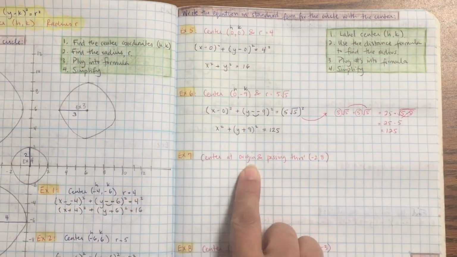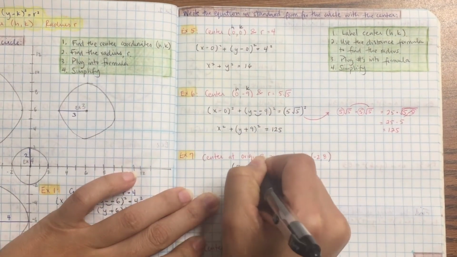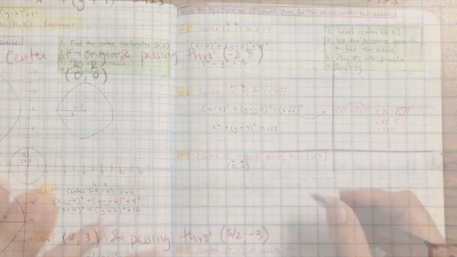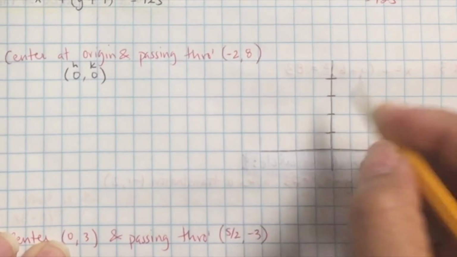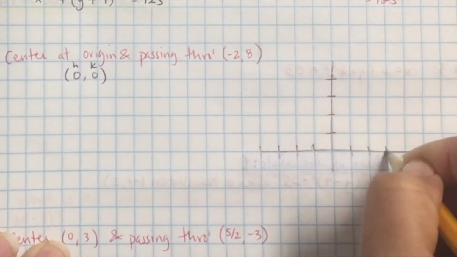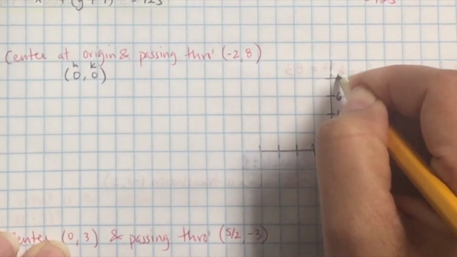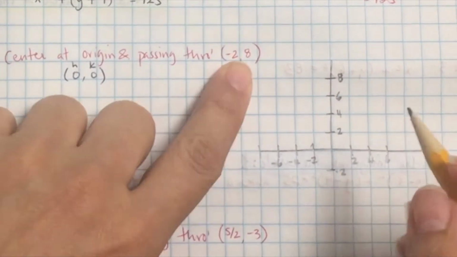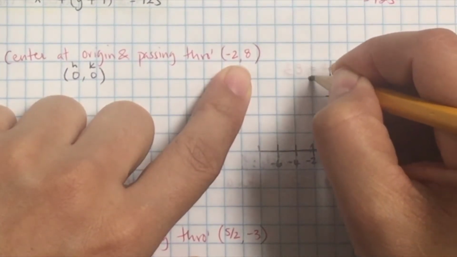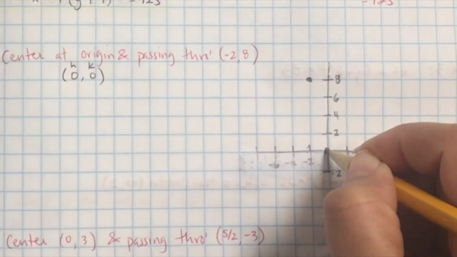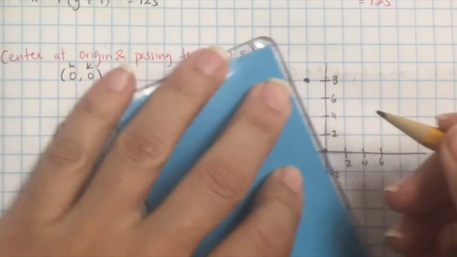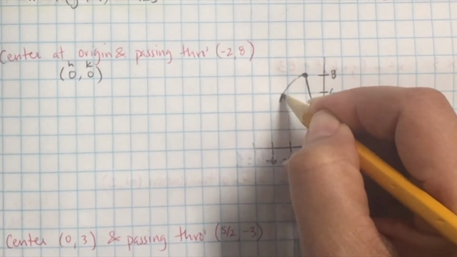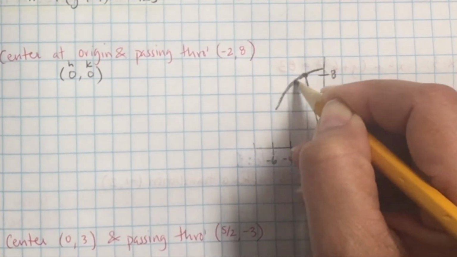Alright, so let's take a look at one where they don't give you the radius, where you have to find the radius. So again, you start off with the center, which is the origin, 0, 0, and now you have to find the radius. I'm going to go up in twos, so call half a box 1. So -2 and 8 is where it passes through. So the radius, from the center to that point, is my radius. Okay, so my circle looks something like this.